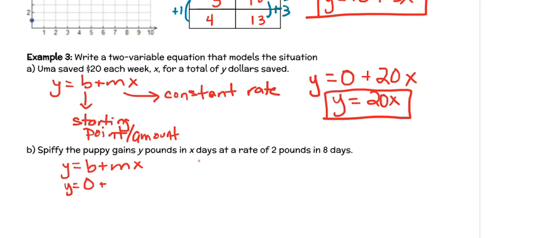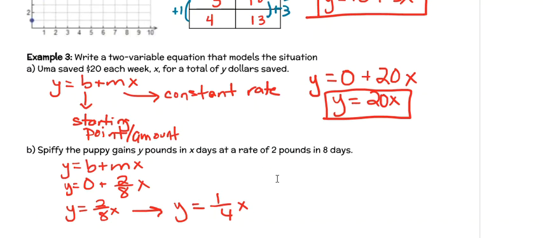she gains 2 pounds in 8 days. So it's going to be 2 over 8x. So it's going to be y equals 2 over 8x. Or, as you always should, reduce your fraction: y equals 1/4 x. She's increasing at a rate of 2 pounds in every day. No. She's increasing at a rate of 0.25 pounds every day. 0.25 pounds per day. That's why it's 1/4. Okay? And that's your equation.